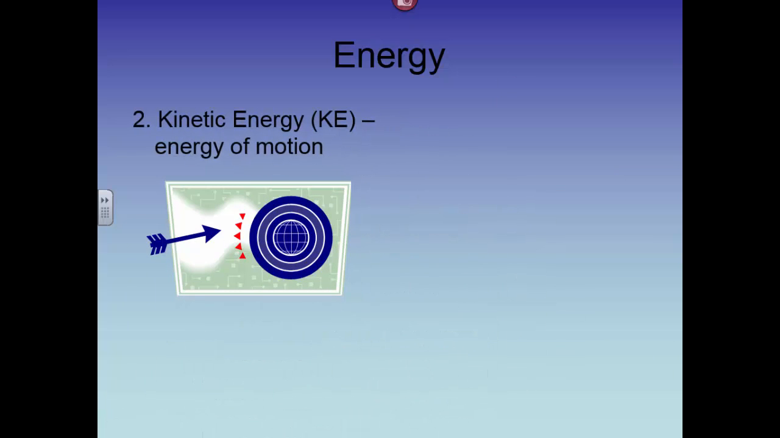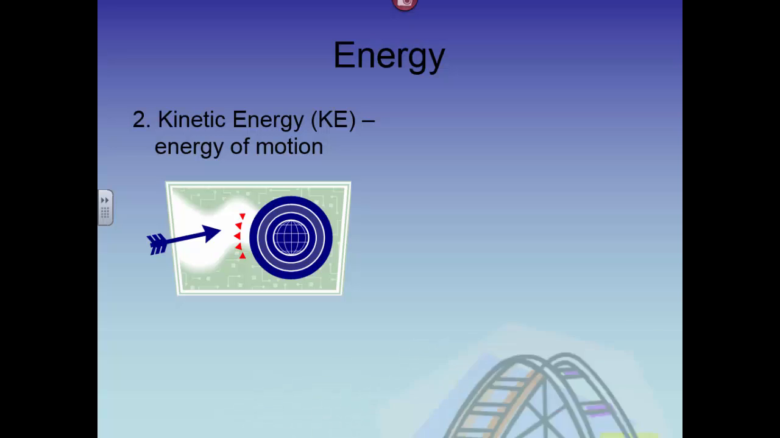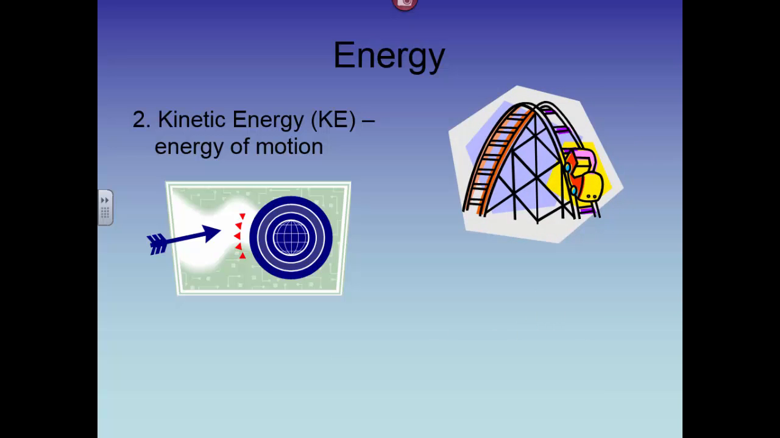The second major kind of energy is called kinetic energy. Remember, most energy can be classified as either potential or kinetic. Kinetic energy, the symbol is capital K, capital E, and that is called the energy of motion. Anything that's in motion has kinetic energy. As an example, the arrow that has now been released and is flying towards its target has kinetic energy. Another example would be the coaster on the way down. Once it's in motion, then it has kinetic energy.